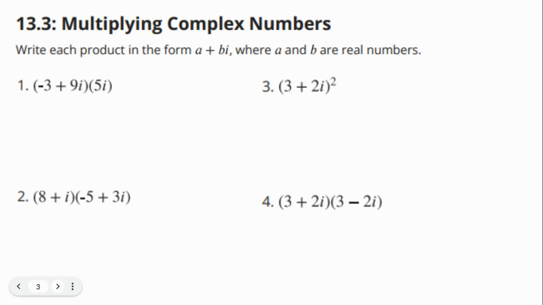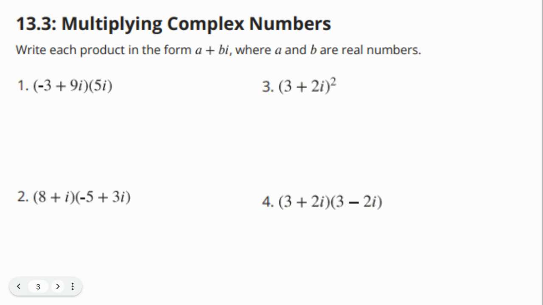I want you to be very careful about number 3. When you square a quantity, you should always write it out. We're taking 3 plus 2i times 3 plus 2i. When you write it out, you can see that you need to distribute. Don't make any silly mistakes. So 3 times 3 is 9. 3 times 2i is 6i. Then distribute the 2i. 2i times 3 is 6i. 2i times 2i is 4i squared.